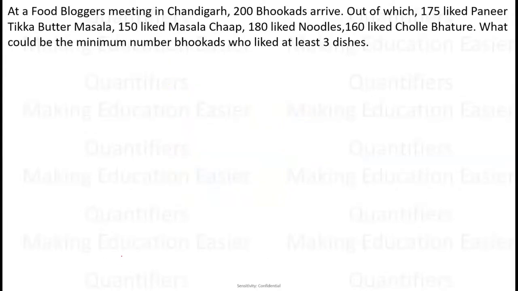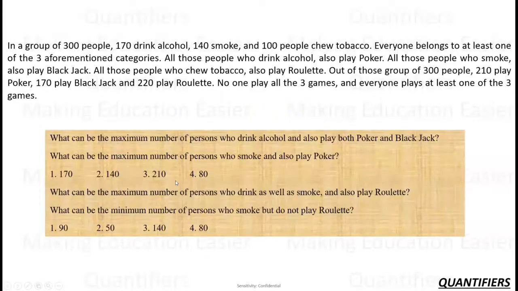Okay, now let's see the next question. It says in a group of 300 people, 170 drink alcohol, 140 smoke and 100 chew tobacco. So 300 लोग हैं अपने पास, ये कैटेगरी है. Everybody belongs to at least one of these categories. ठीक है. Also, we are going to cover a lot of sets, I will not explain all the sets by reading the equations. I'll request you to pause the video and read it out, and then we will move to the solution, and I'll keep on explaining the things.